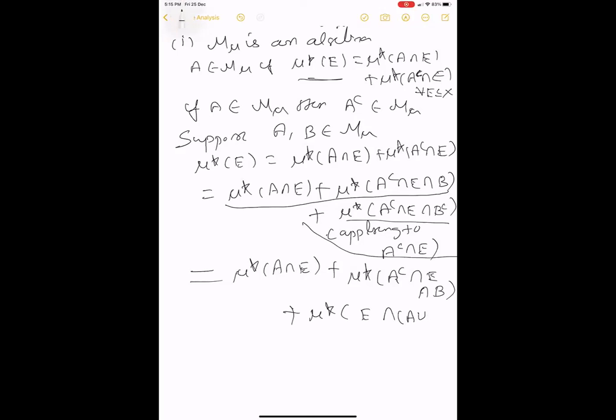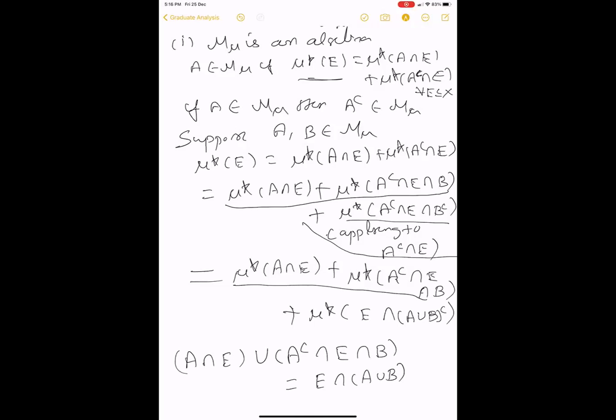Which I can write it like this. So now I consider this. Here I have two sets, which are A intersection E, and this union A complement intersection E intersection B. So you just think about it. This is nothing but E intersection A union B, right?